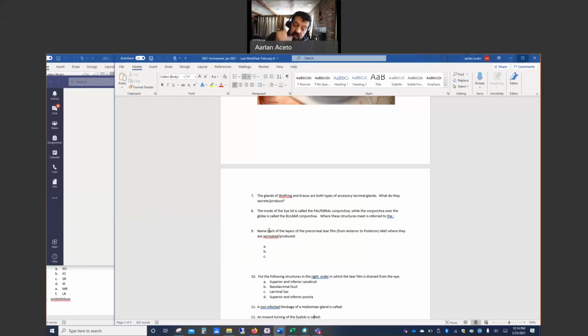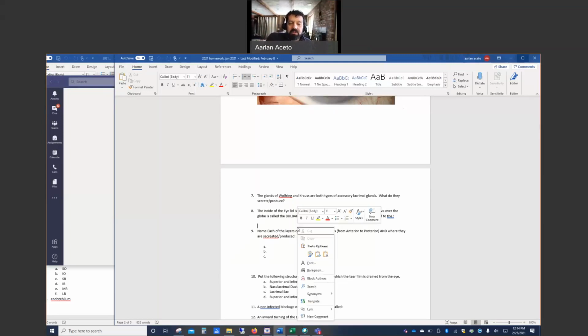You can actually see the little openings where they're secreted. Then you have the aqueous, which is produced by the lacrimal and the accessory lacrimal glands. And then finally you have the mucin, which is produced by the goblet cells, and the goblet cells are generally in the palpebral conjunctiva, but we just say the conjunctiva, and that's good.